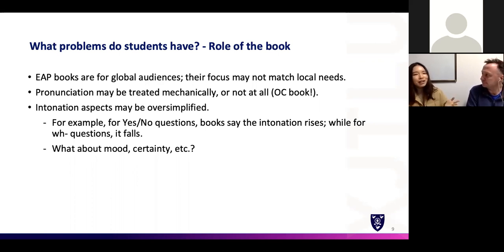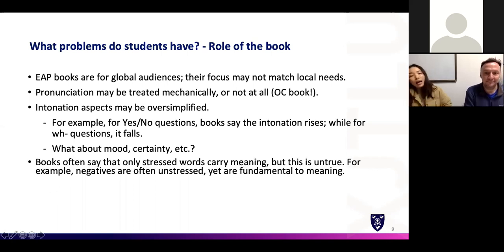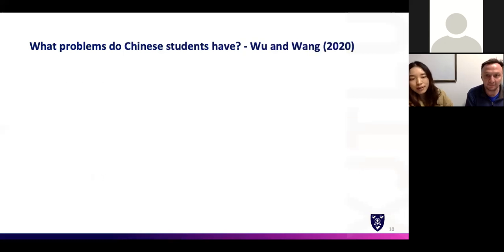But if Mark is complaining about the noise near his apartment, and I say, oh wait, where do you live? I live on Jinghu Jie. So it more indicates that I knew where Mark lives before, but now I forget or I need to double check if he lives there. And another point is books often say that only stressed words carry meaning, but this is definitely untrue. For example, negatives are often unstressed, but they are essential to the meaning conveyed.